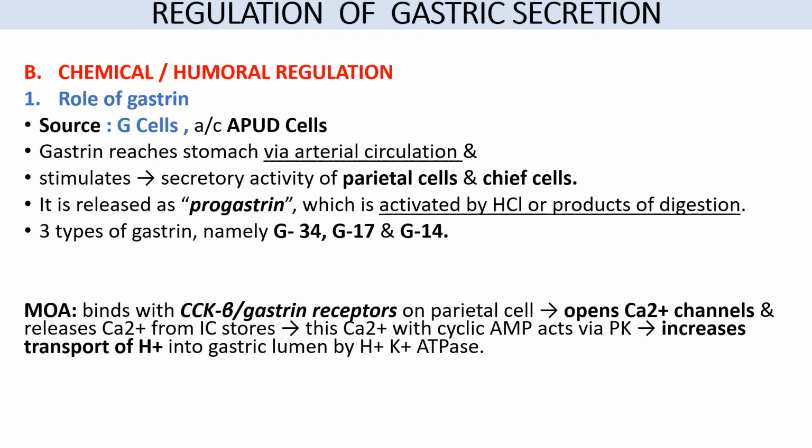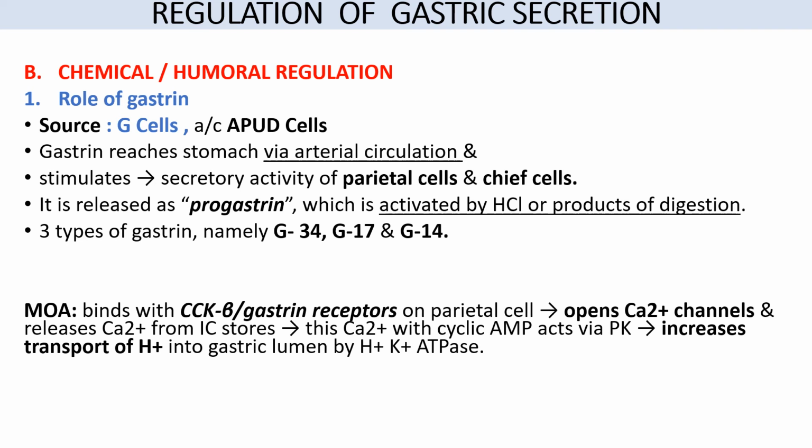The chemical or humoral regulation of gastric secretion involves various gastric hormones and mechanisms. The first amongst them is the role of gastrin hormone. The gastrin hormone is produced by the G cells, also known as the APUD cells, or amine precursor uptake and decarboxylation cells. This gastrin hormone is released by the G cells into the blood circulation either due to vagus stimulation or due to the distension of the pyloric antrum by the chyme or food.